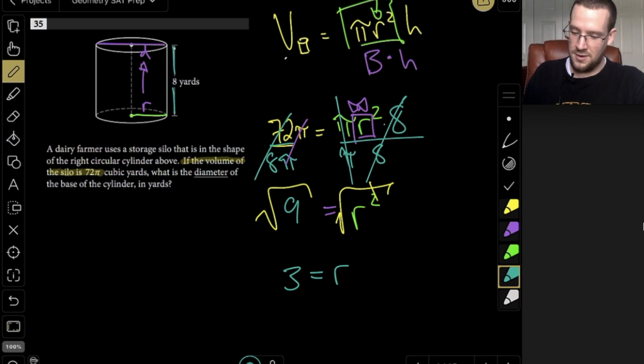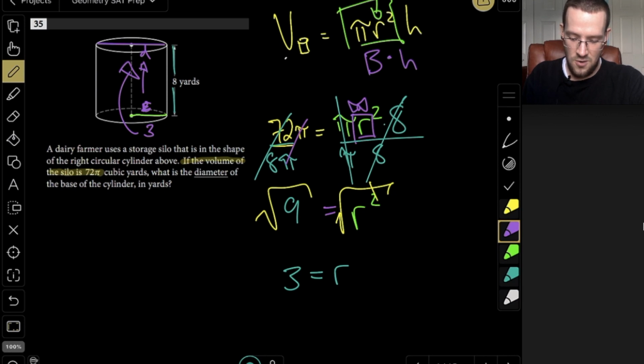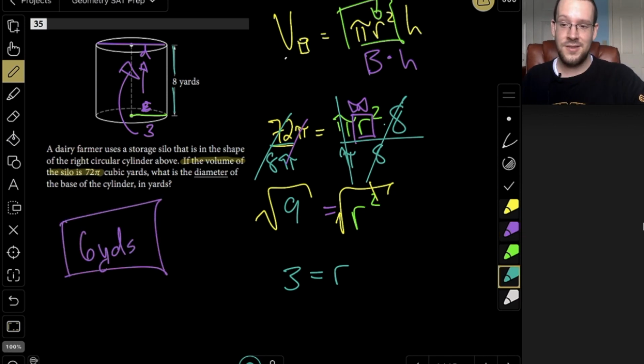But remember, we wanted to find the diameter, so we found r. It's 3. And how do we get from r to d? Well, we just multiply it by 2. So the diameter in yards is 6 yards. This is entry-level algebra, which all they're doing here is asking you, can you do algebra?